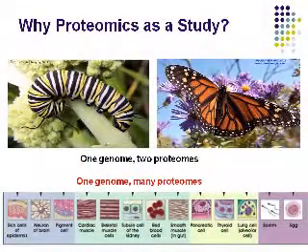And why do we study proteomics? Why do we think that proteomics is a major study? We all know that caterpillars and butterflies actually come from one single genome, but what the life form shows is quite distinct. So this is one distinct example of one genome having two distinct proteomes.